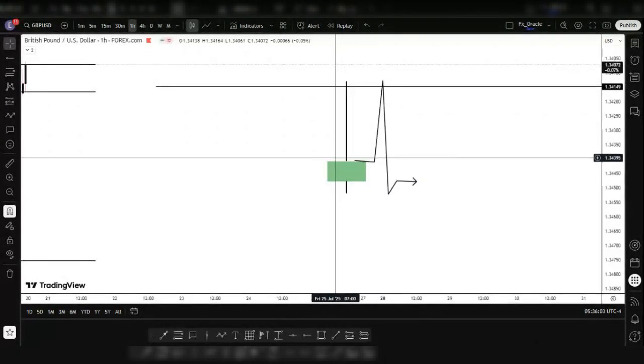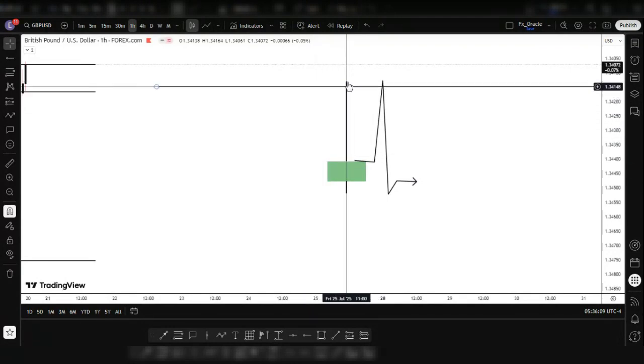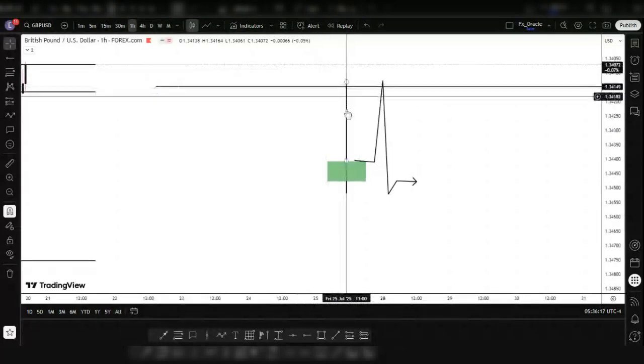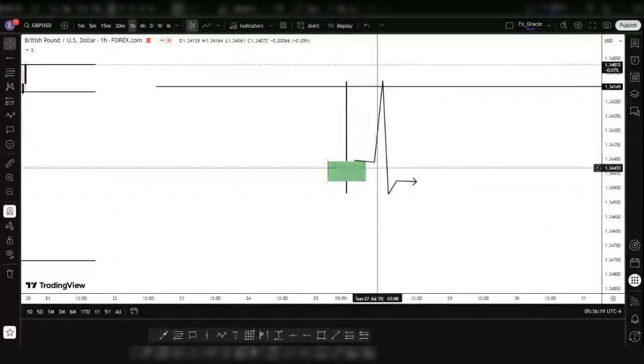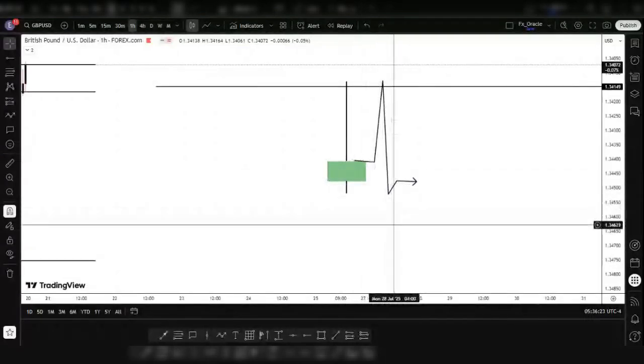What matters is the body and the wick rejection. So if it gets to this point, your resistance area, and it rejects like this, it therefore means that price is no longer interested in going up. That's why we have this rejection to the downside, and we might have a bearish move start coming in.